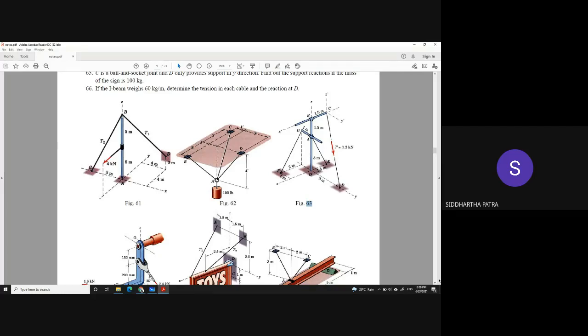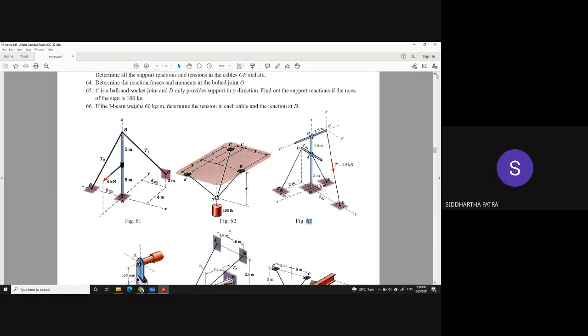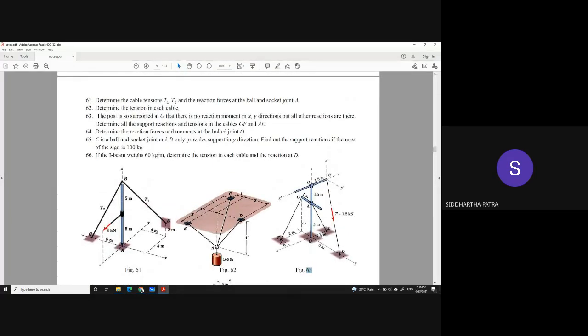Actually you can also try to solve problem number 63. In problem number 63, just read carefully what it says. The post is supported at O, which prevents translation in all directions, and also prevents rotation about Z. So the only 2 motions that it doesn't prevent are rotation about X and Y.